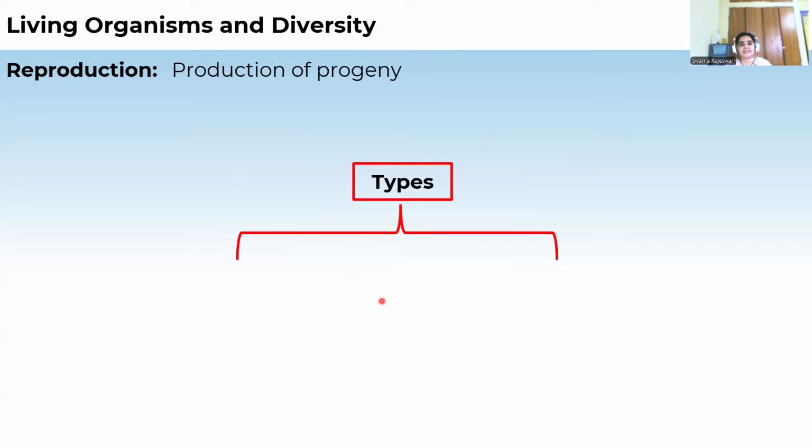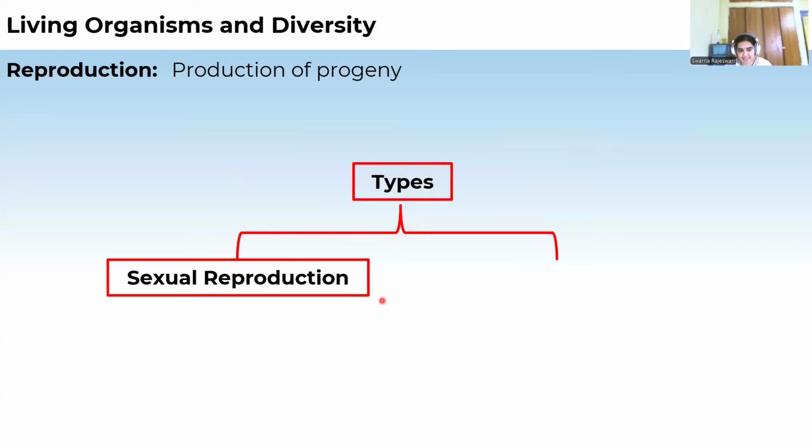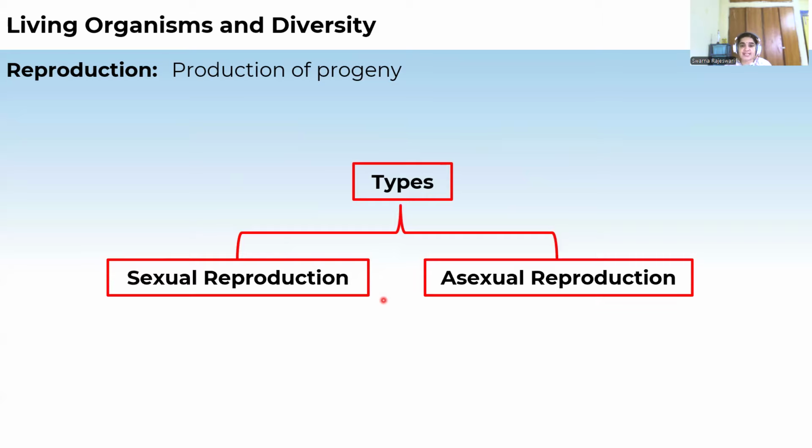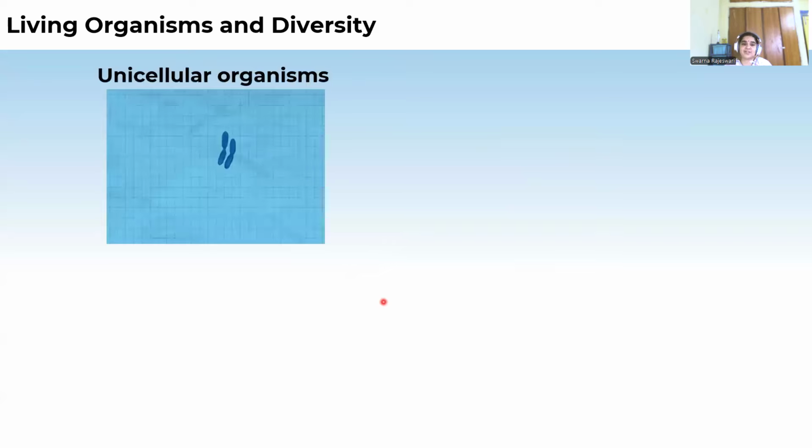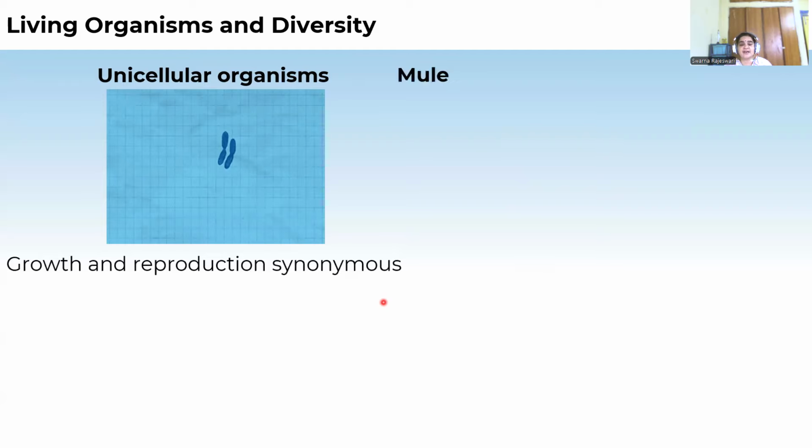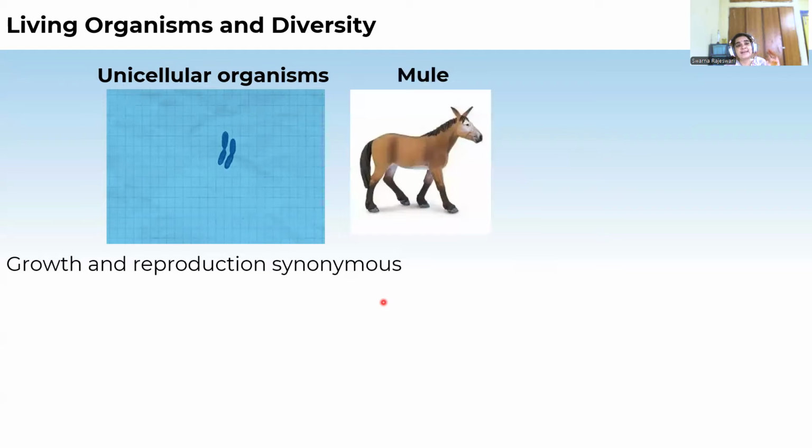So when we see reproduction, there are two types which we will be seeing. One is sexual reproduction and the other one is asexual reproduction. We know the unicellular organisms will be mainly showing what is called asexual reproduction. But it is also not a completely defining feature for an organism to say it is living.